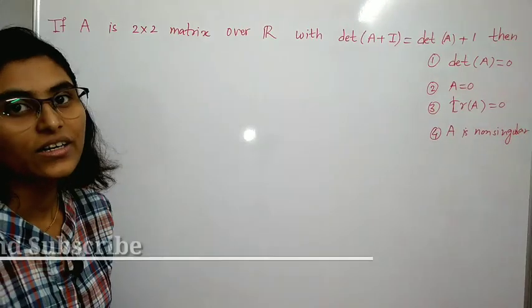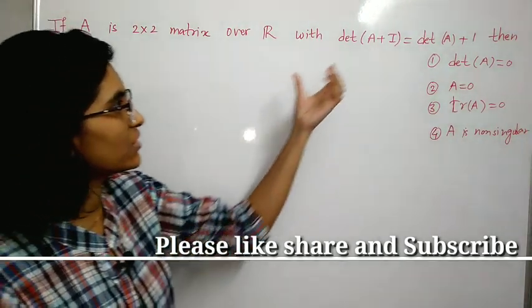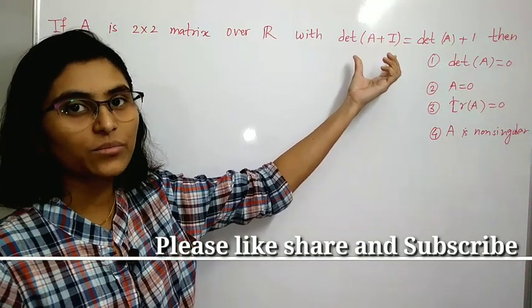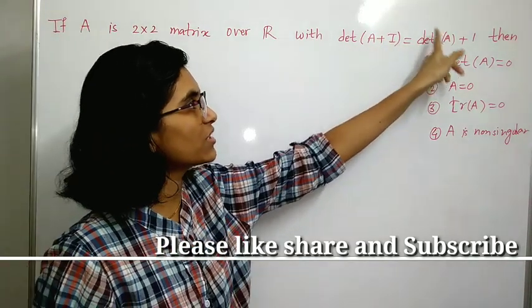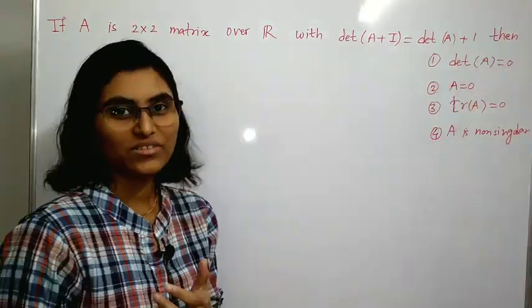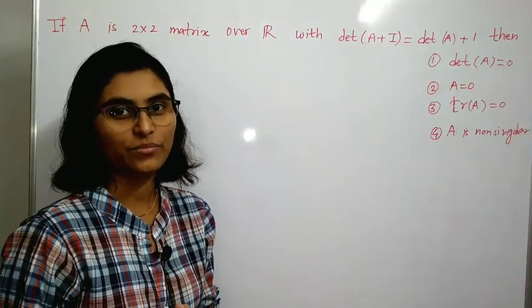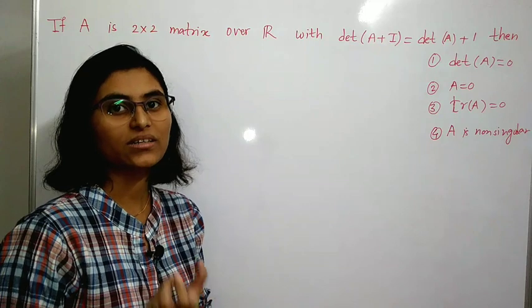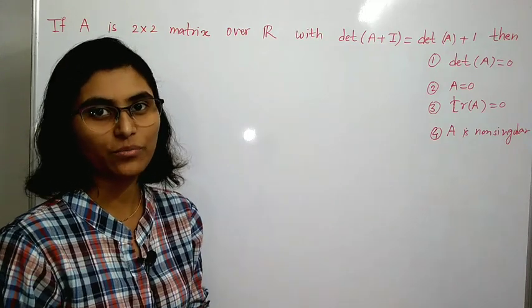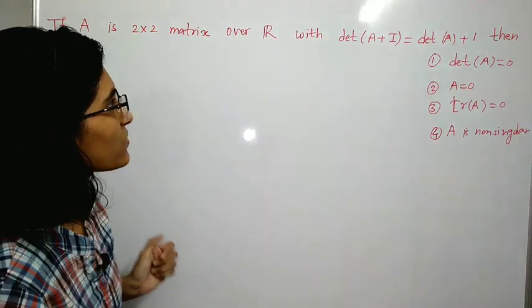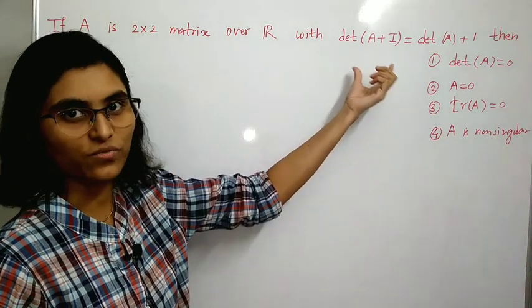So here just note that we have given this property, determinant of A plus I is equal to determinant of A plus 1. Suppose we have two matrices A and B, then determinant of A plus B need not be equal to determinant of A plus determinant of B, right? Let us use this first.